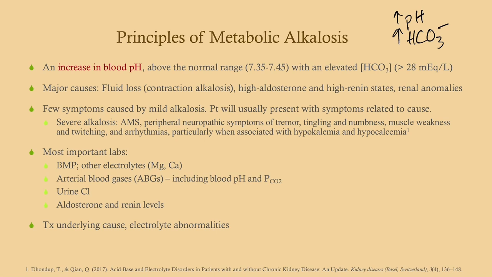And then high renin states. Why? Because renin sets off that renin-angiotensin-aldosterone system, and so you would consequently get high aldosterone from that. And then renal anomalies, generally channelopathies like Bartter and Gitelman and Liddle syndrome, which we will go into. They're pretty rare. They're usually step one stuff.